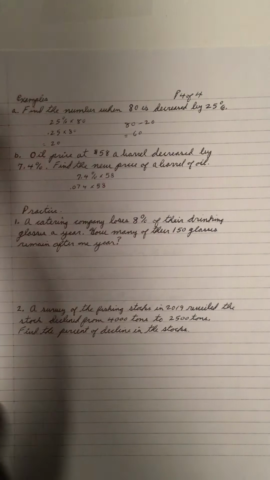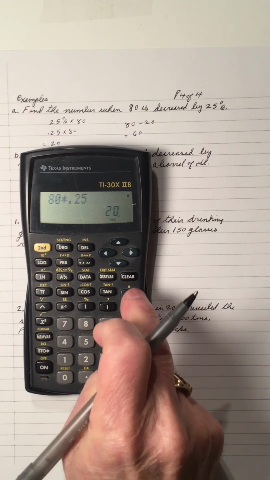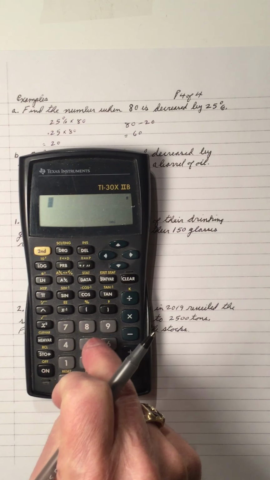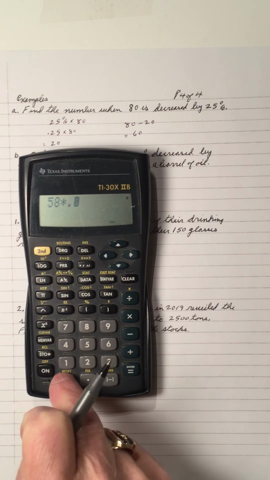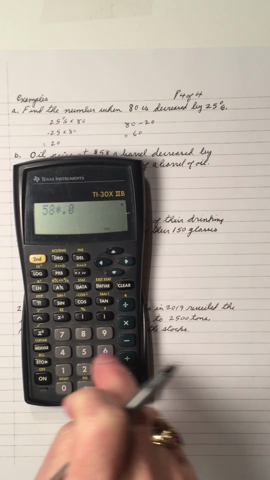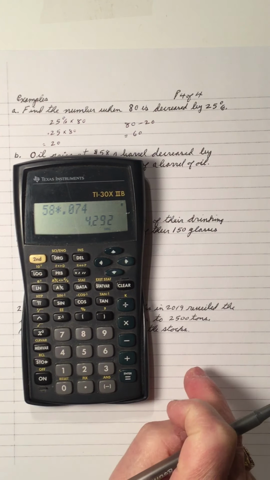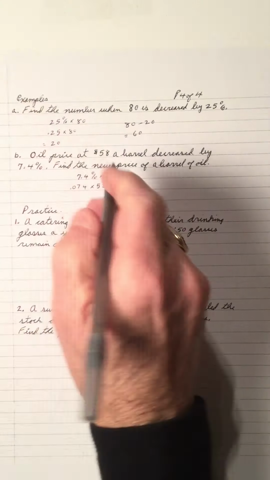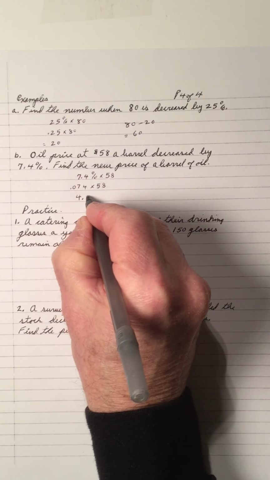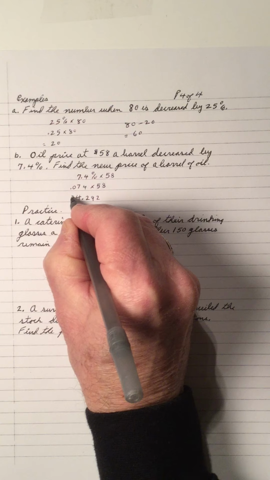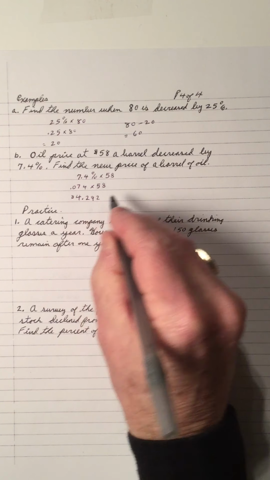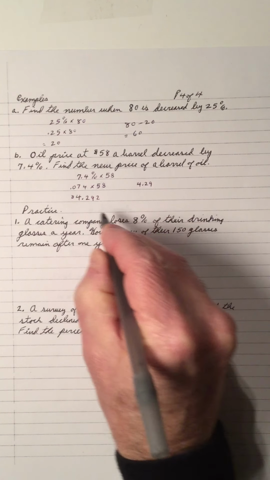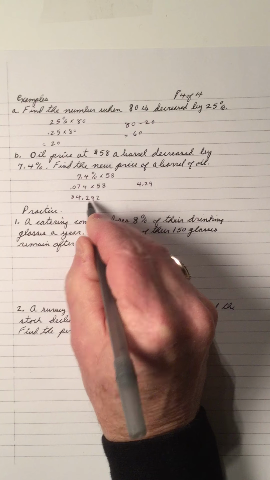When we multiply 58 by decimal 0.074, we get $4.292. That's the decline. If we round that off, it becomes $4.29, because the 2 is less than 5, so we leave the 9.